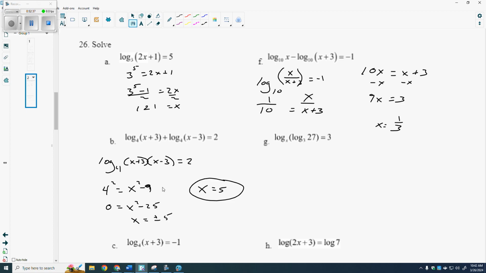I went fast. Why did it not work? I said x is negative 5, and I just made the statement it doesn't work. How'd I know? You can't take the log of a negative number. 4 raised to some power will never be a negative number. Negative 5 plus 3, can't happen. You can't take a positive number, raise it to an exponent, and get a negative number. So my only answer is a positive one.